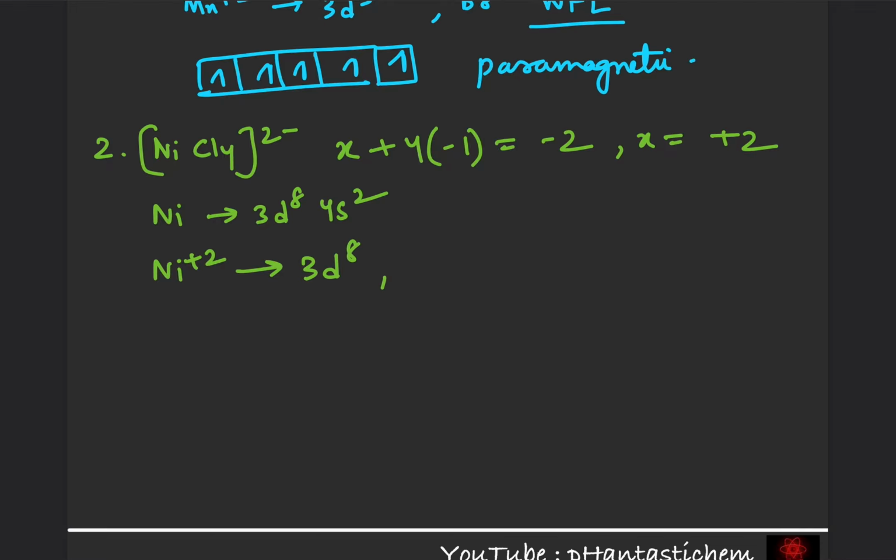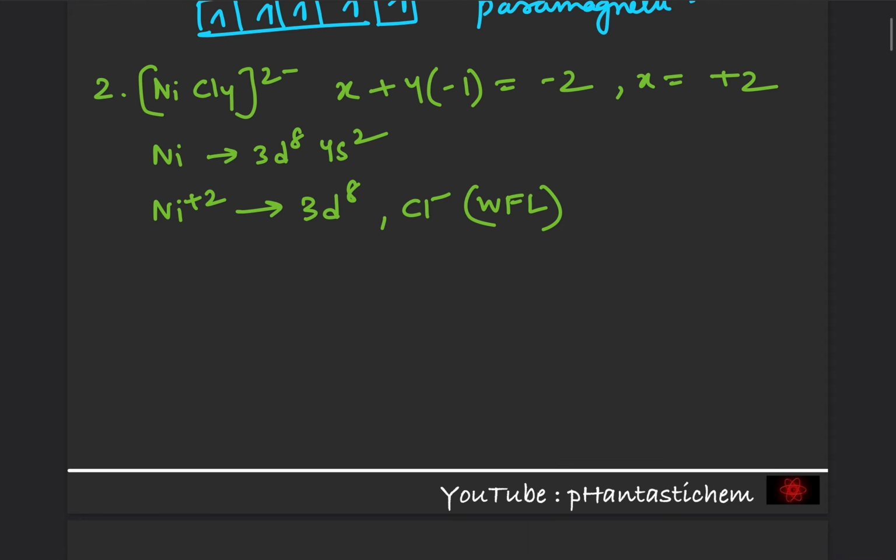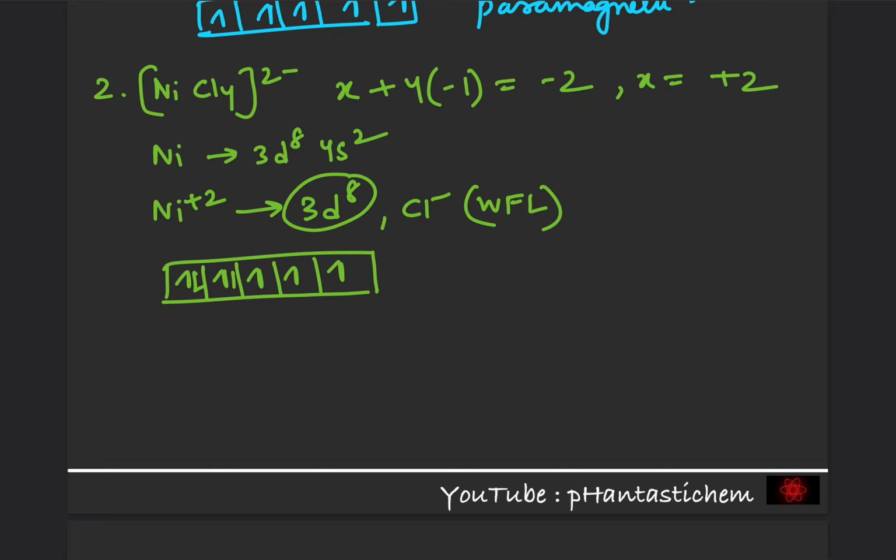Okay, and the ligand is Cl minus, which is a weak field ligand. So therefore it also cannot cause pairing of electrons. So therefore 3d8 will look something like this. Okay, so therefore you can see there are two unpaired electrons. So therefore this is also paramagnetic.